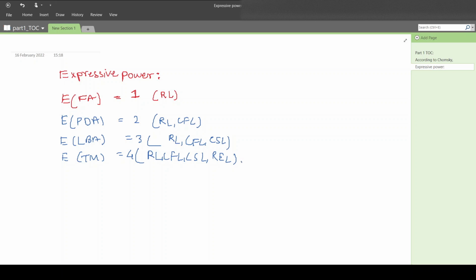So I think you have got what expressive power is. Expressive power is the number of languages an automata can accept. That is the expressive power of that automata.